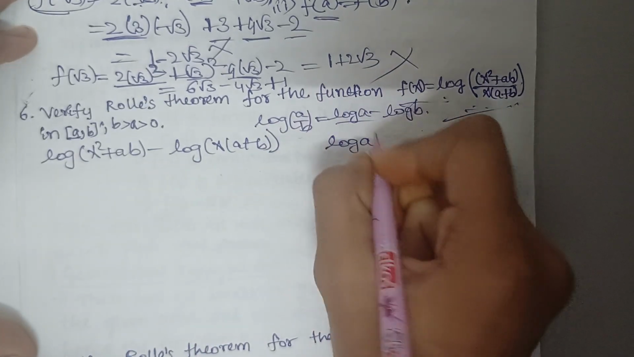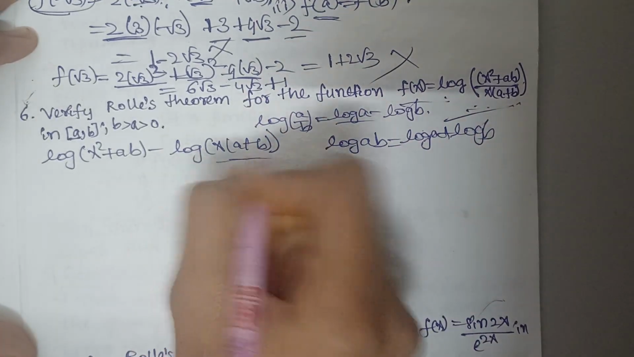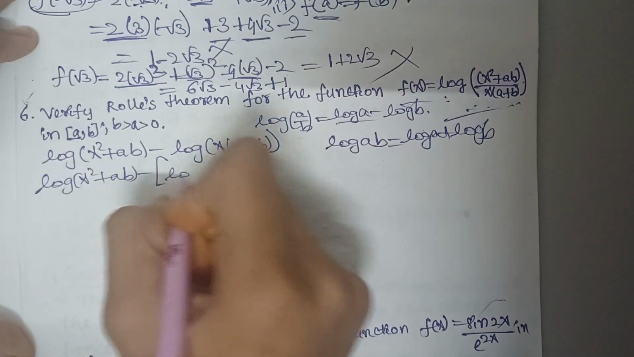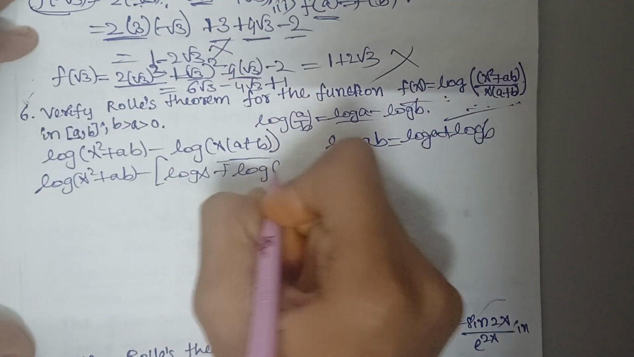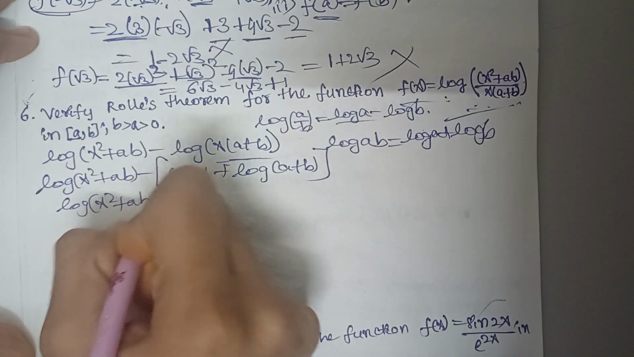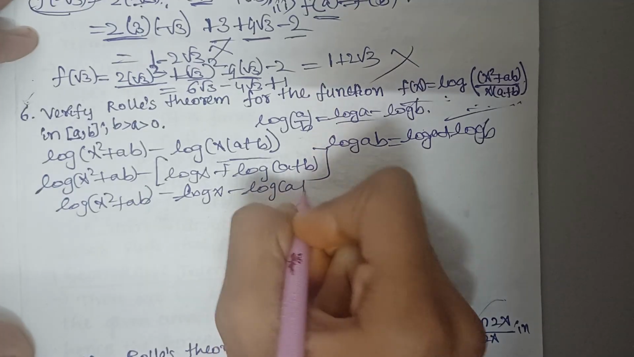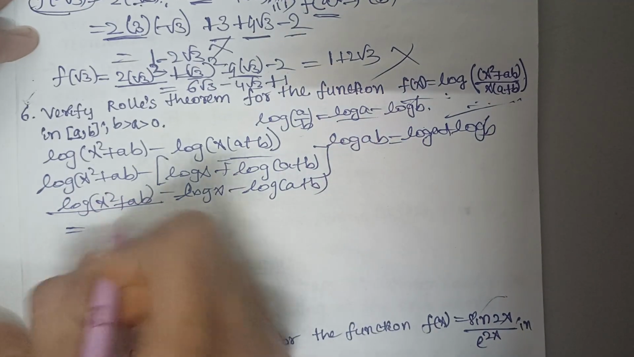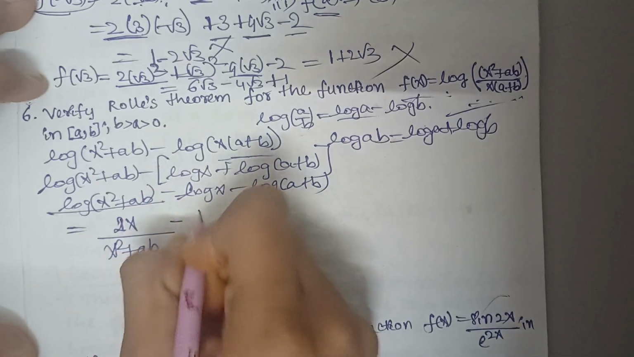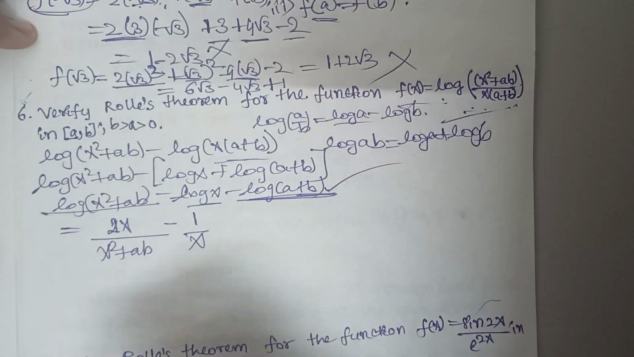And since we know that log of ab is nothing but log a plus log b, we are applying that property again here. This can be written as log of x square plus ab minus log of x plus log of a plus b. And now let us differentiate this function f of x. Now this is your f of x, and the differentiation of this is 1 by x, and the inner derivative of this is 2x, minus log of x, that is 1 by x, and the derivative of this constant is nothing but 0.